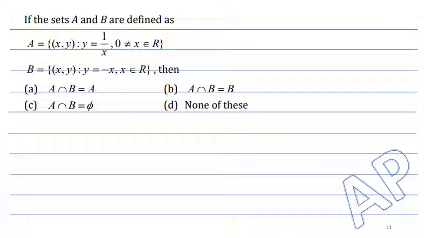If the sets A and B are defined as A is equal to the set of all ordered pairs (x, y) such that y is equal to 1 by x, where x is not equal to 0 and x is a real number, and B is equal to the set of all ordered pairs (x, y) such that y is equal to minus x, x belongs to R, then A intersection B is equal to: A intersection B is B, A intersection B is empty set, and none of these. There are four answers like this.